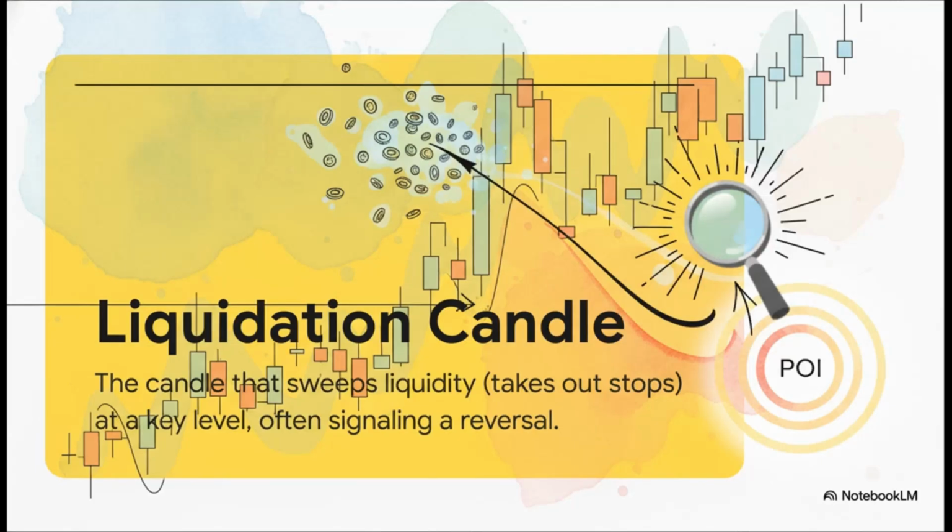And for that aggressive model, this is what you're looking for, a liquidation candle. This is that one specific, often nasty-looking candle that just stabs above a high or below a low, grabbing all the stop losses sitting there, and then violently reverses. When you see that happen right at your POI, that's your trigger.